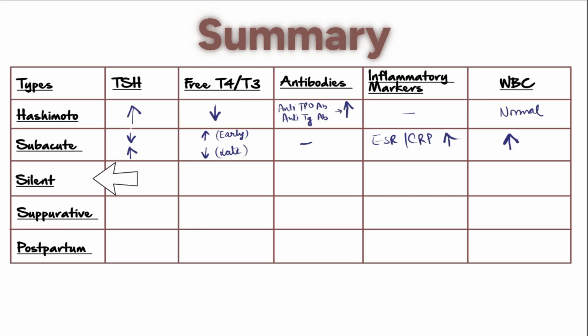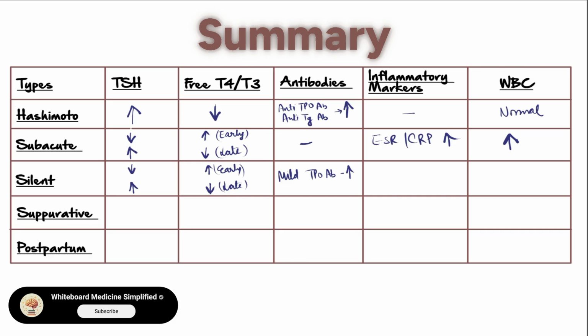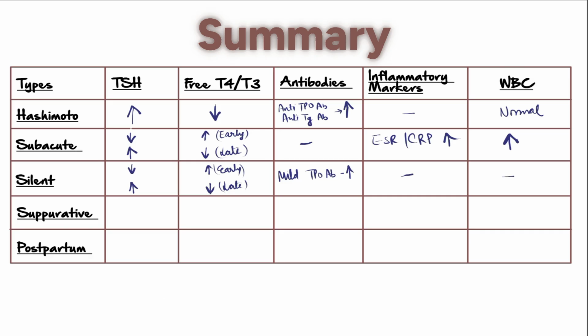Same in case of silent thyroiditis, that is in early phase there is decreased TSH and increased T4 and T3 levels. In late phase there is increased TSH and decreased T3 and T4 levels. There is mildly increased level of anti-TPO antibodies. There are no inflammatory markers. WBC is also normal. In case of suppurative thyroiditis, the TSH and T3 and T4 levels are usually normal.